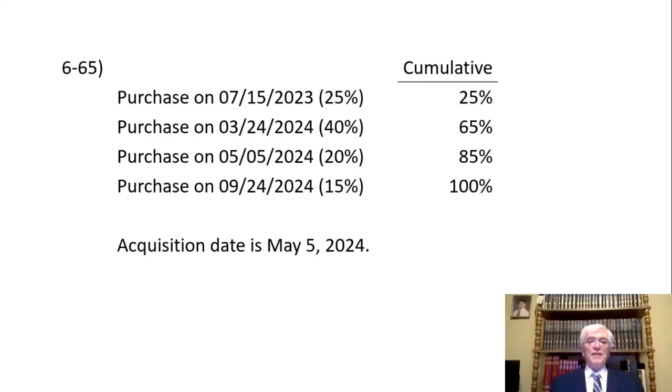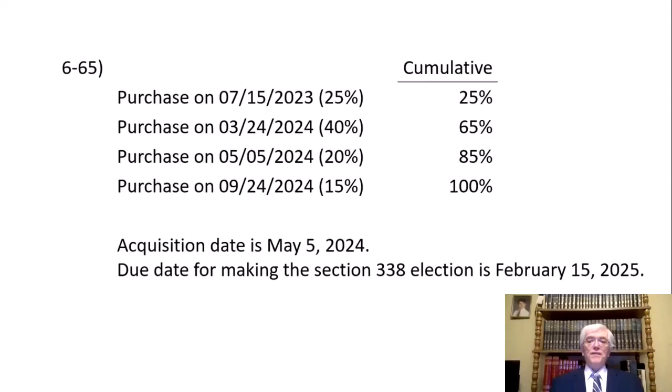Now we've got till the 15th day of the 9th month following the month of acquisition. So June, July, August, September, October, November, December, January, February. We've got until February 15th, 2025, which is Saturday, which is after I'm recording this. It might not be after you're looking at it, but February 15th, 2025 is the deadline. If you're looking at this on Monday, oh well, too late, can't make the election.